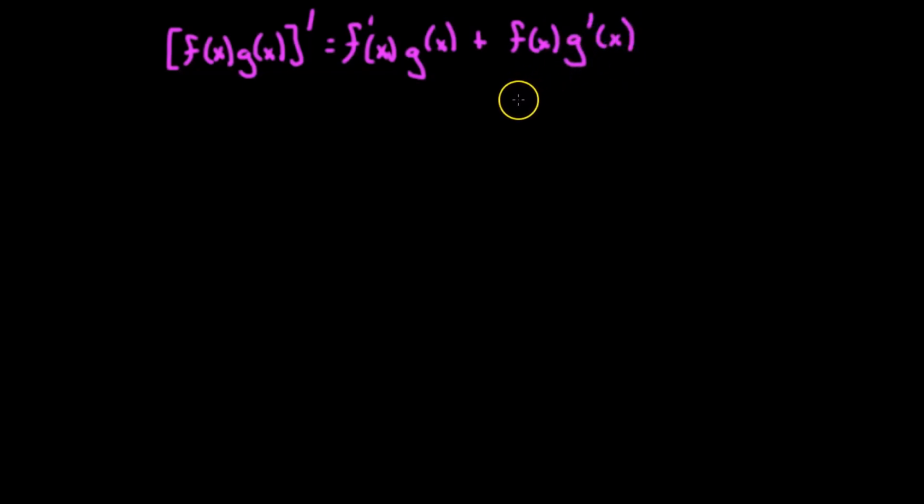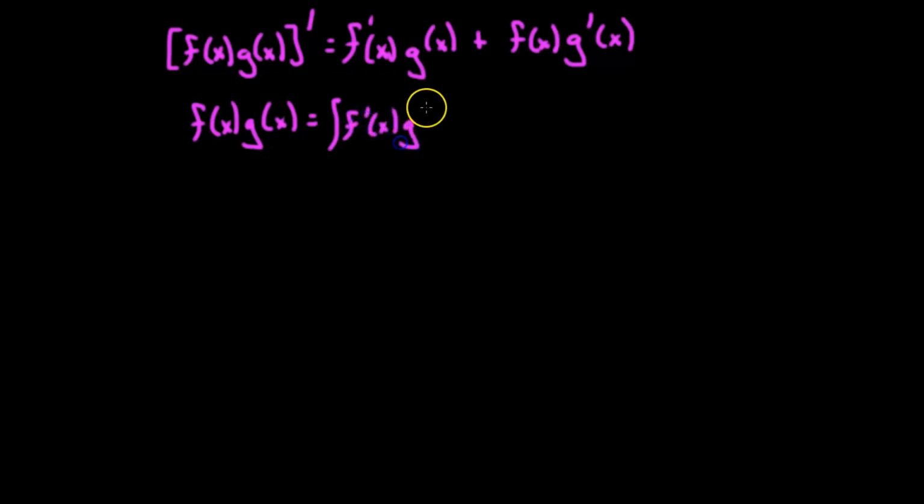But now what I'm going to do is I'm going to integrate both sides. So if I integrate the left side here, well, we just get back that original f of x and g of x. And if I integrate on both sides of the equation, on the right side of the equation, we can use a property of integrals, where we have the integral of the first term plus the integral of the second term. So we're going to have the integral of f prime times g of x plus the integral of f of x times g prime of x, both with respect to x.